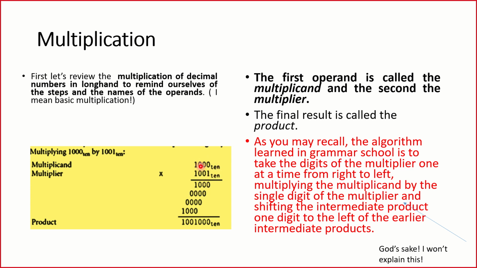I will take first 1000 and multiply it by 1. I get 1000. Then I take 1000 and multiply it by 0, then 0 again, and then 1 again. I will start adding one after another and I get the product. I hope this need not be taught. I hope I need not work it all the way through to explain how this works. This is a simple school multiplication that we are looking into.